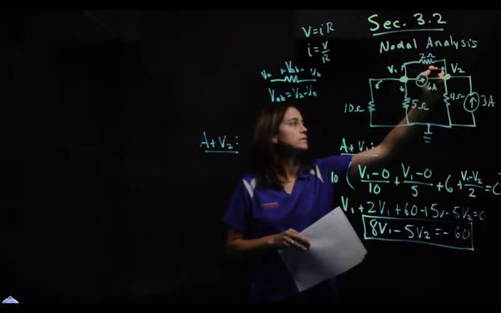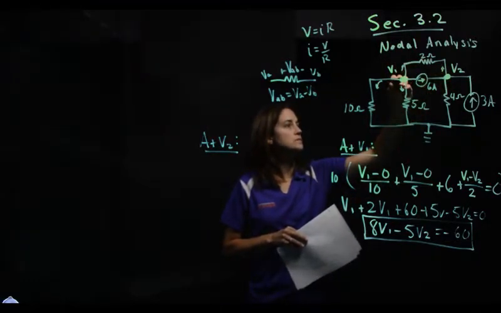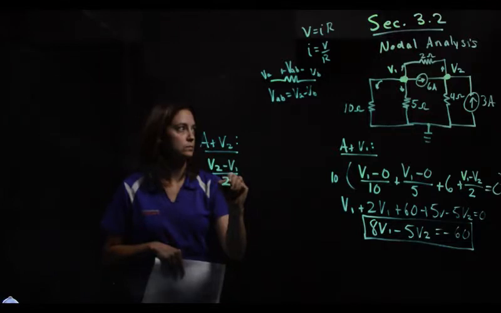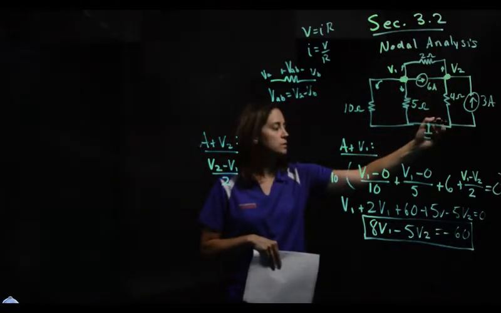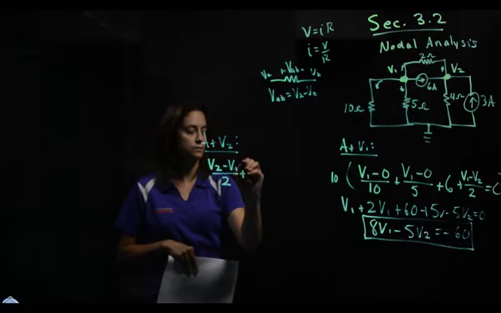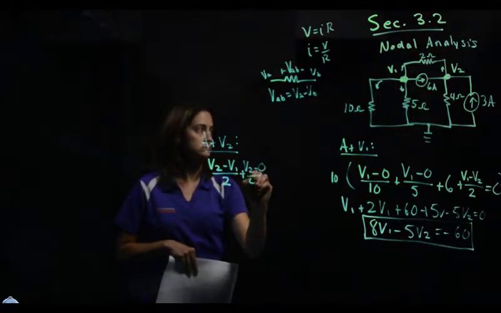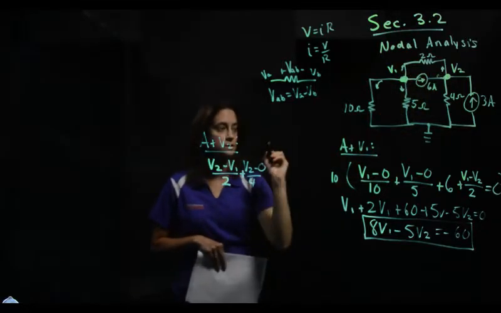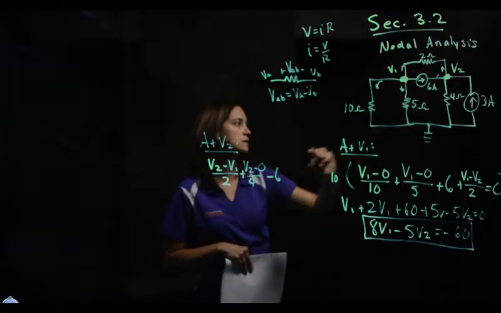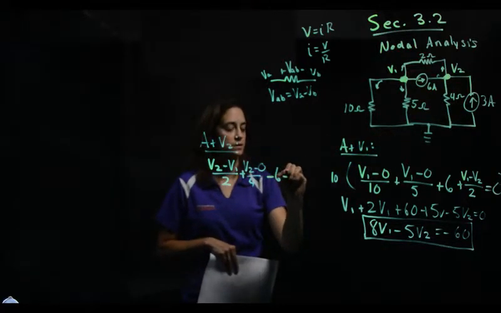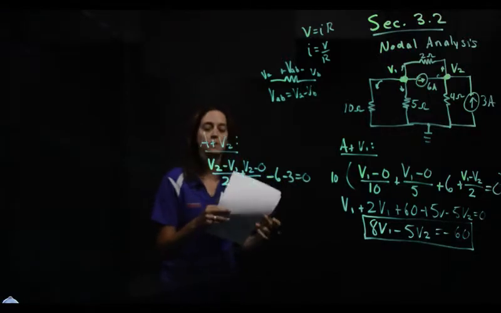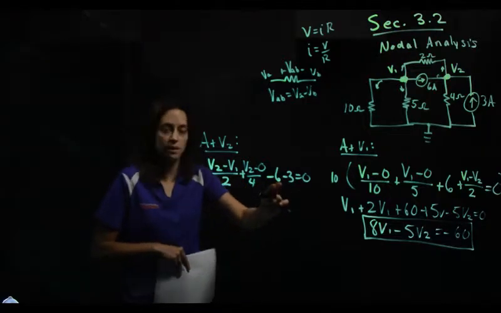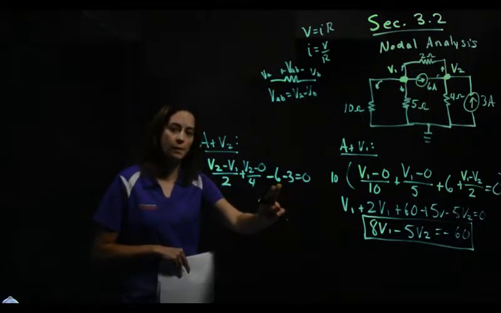leaving. V2 minus V1 over 2, V2 minus 0 over 4. I wanted to find my current that way, but it's actually going that way. Entering, so I need to write minus 6 and then minus 3 equals 0. Again, remember these are currents. This is V over R, current. V over R, current. This is already in terms of current, so I don't need to do anything but write down the number. Current, current.